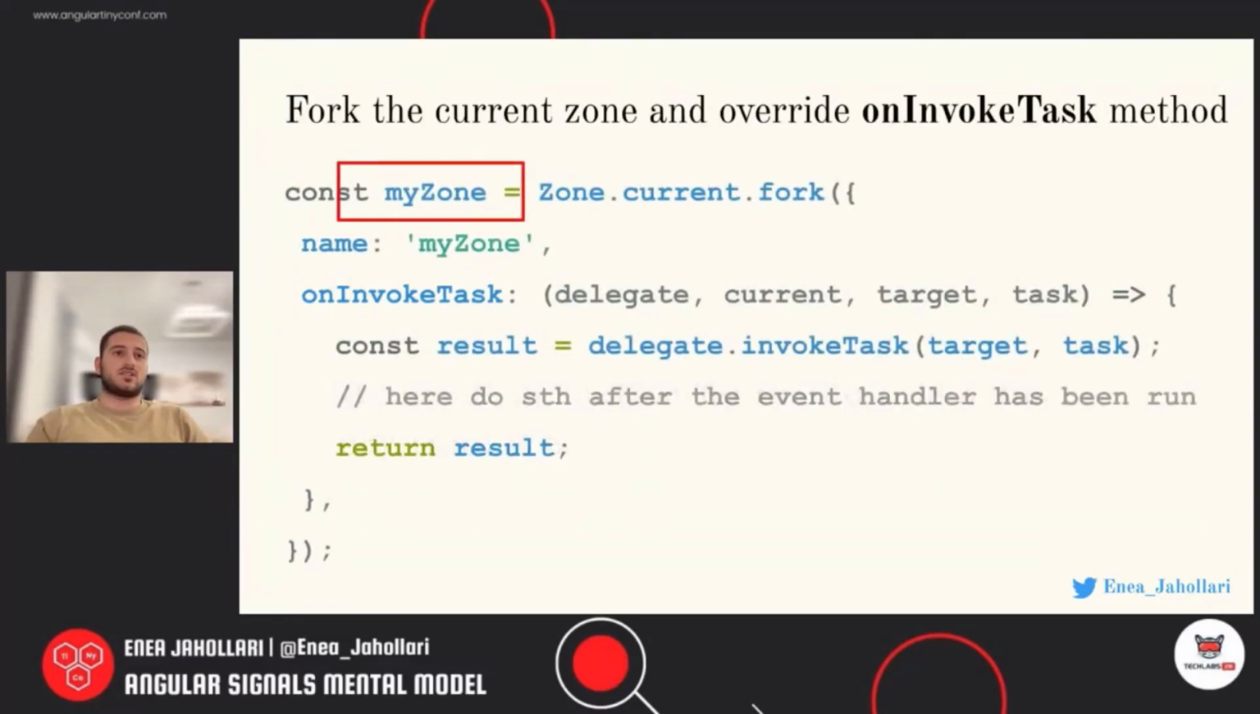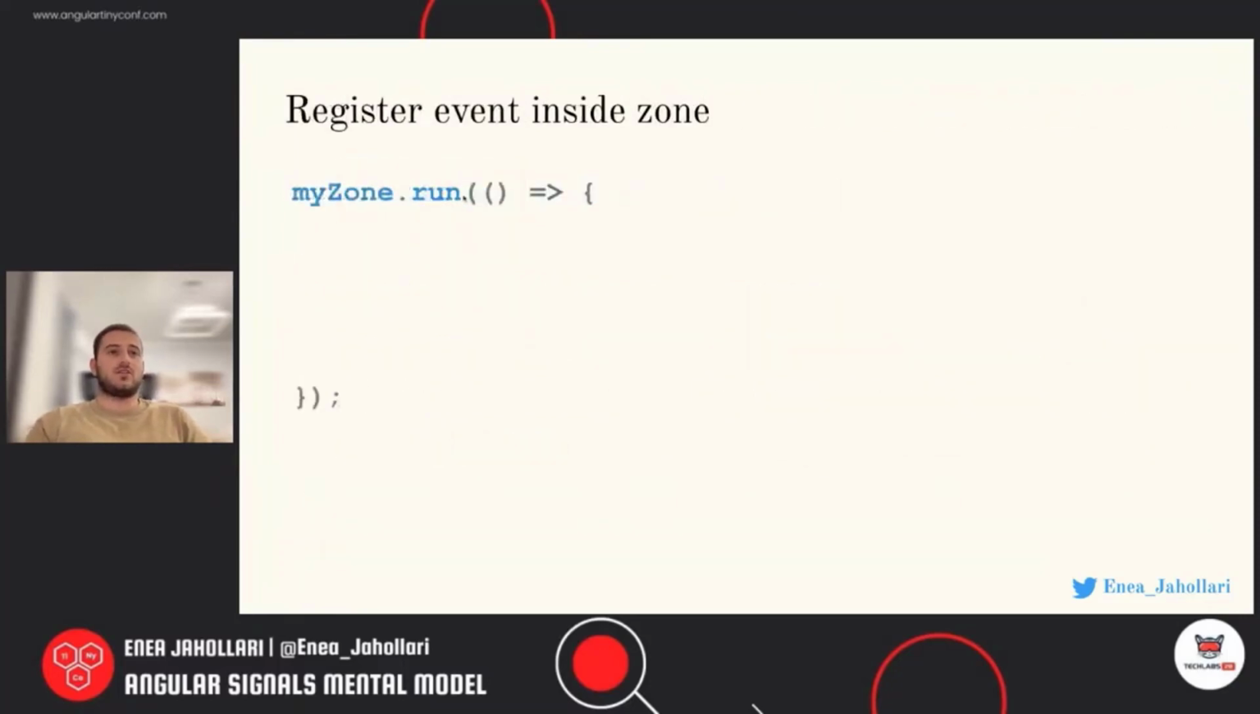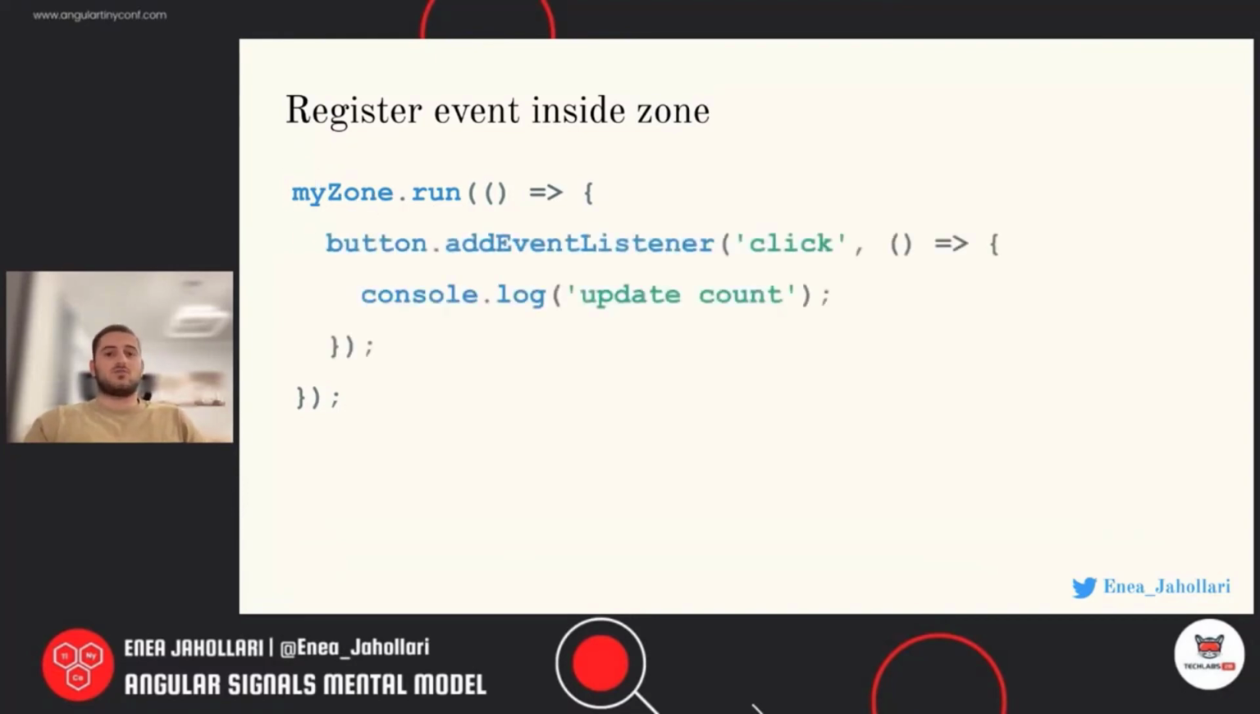Basically, it's just using this zone that we created and calling the run method. So everything that we run inside this callback function will be run inside the zone, or registered inside our zone. What we are going to do is just register a button event listener, the click button event listener, and of course console log the update count.